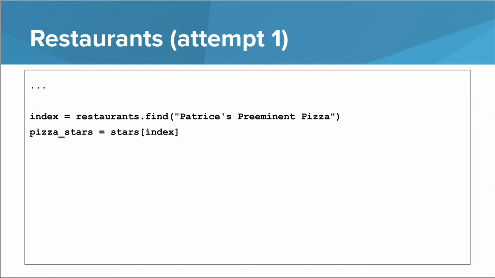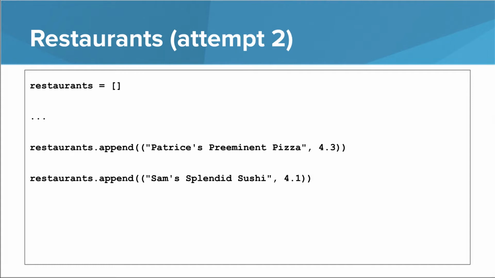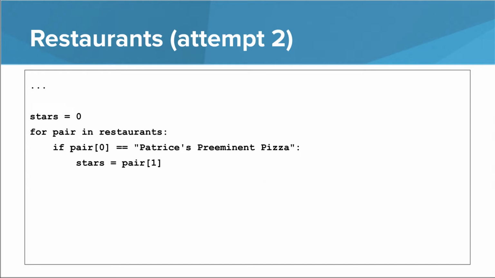It's kind of a pain to keep two lists around, and it would be really bad if they somehow got out of sync with each other. Here's another approach. We could store a list of tuples, where the 0th thing in each tuple is the restaurant name and the first thing is the rating. Now we only have one list to worry about. The downside is that looking up a particular restaurant's rating is still pretty difficult. We have to use a for loop to examine every tuple and find the one whose 0th thing is the name of the restaurant we care about.